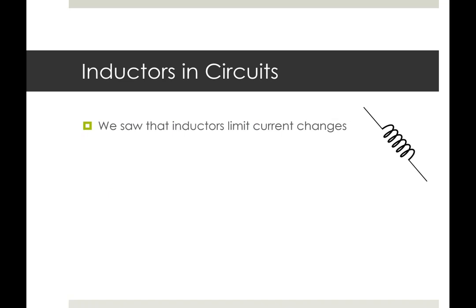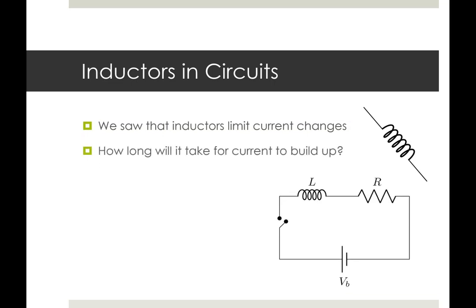So let's remind ourselves, last time we saw that the inductor's big role is to limit the rate of change of current in a circuit. So if we were to set up a circuit like this, we know that we can't just immediately get up to max current. We have to build it up slowly due to the presence of the inductor. But of course the question is, how long does that take?